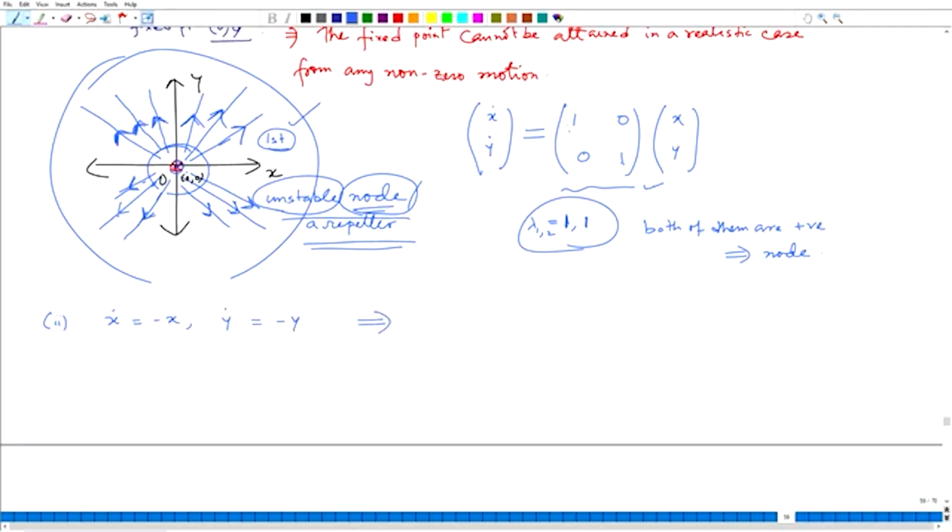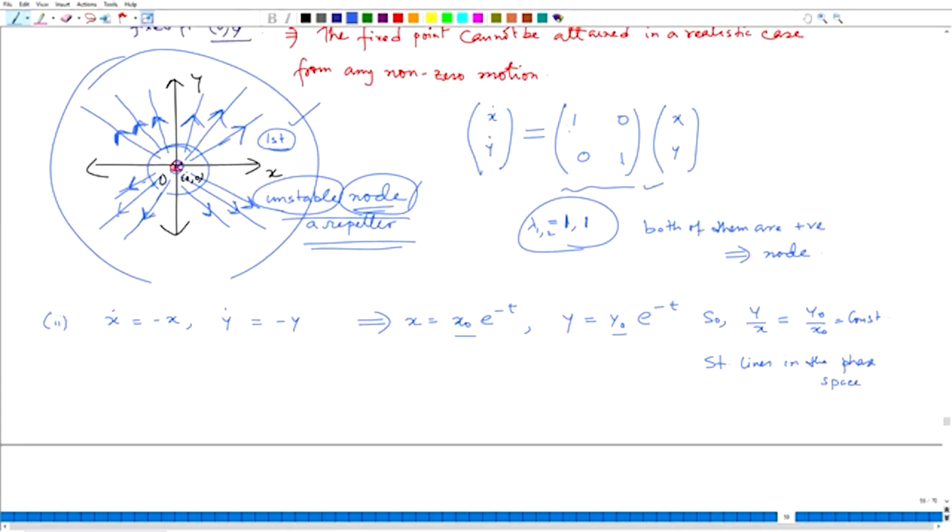What will be the solution for x and y in this case? They will simply be given by x is equal to x 0 e to the minus t and y is equal to y 0 e to the minus t. Here x 0 and y 0, just like the previous case, may be positive or negative, and they may also be equal or unequal. So again, y by x is equal to y 0 by x 0, which is a constant. So again you will have straight lines in the phase space.